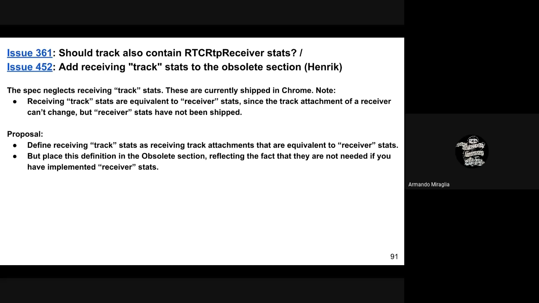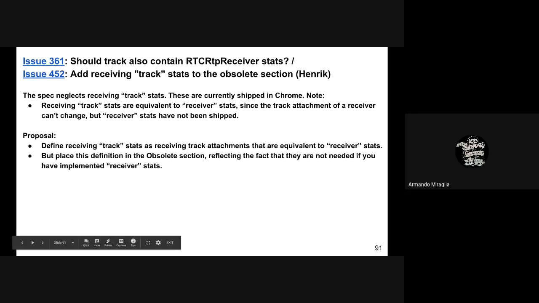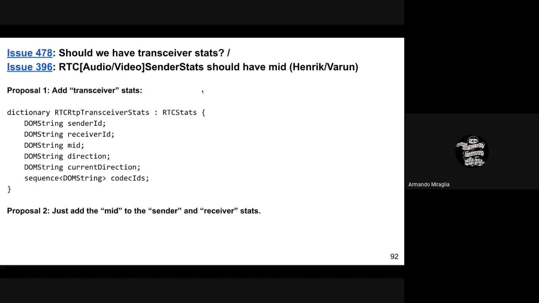I think they're a bit of a mix. Okay. So, I don't understand the first one. Should track also contain? What does that mean? I don't want to go into clicking on issues. I have lots of slides. But basically, the proposal here is document that there is such a thing as a receiver track stats. Add it to the obsolete section because there's no useful method to do this. Okay. Right. Are we in agreement? Good. Then I'll move to the next slide.